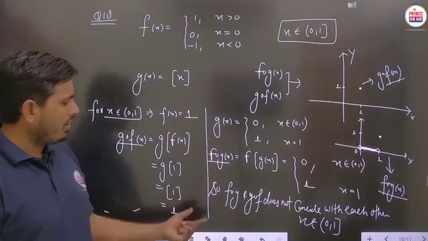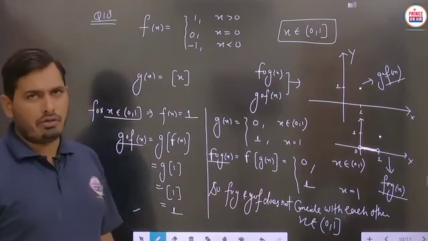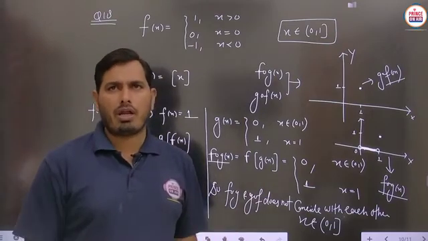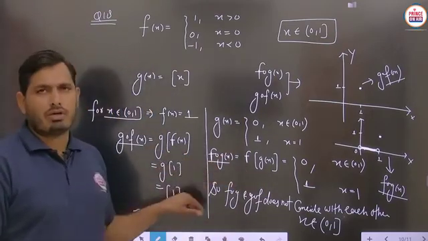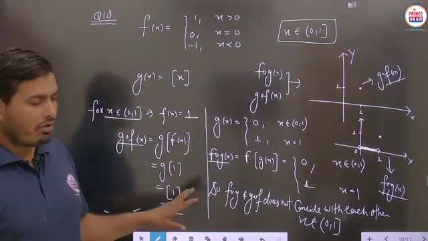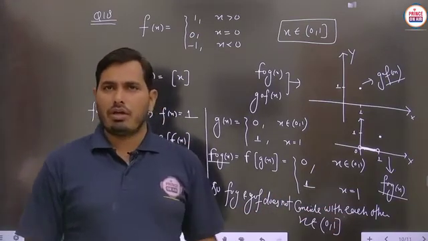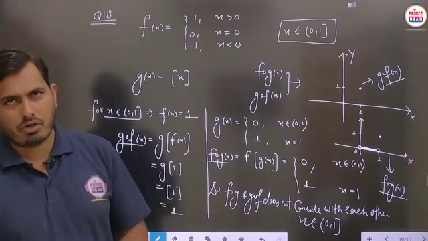So, you can say that both the functions FOG and GOF don't have the same graph or the same definition. You can check here that they will not coincide with each other in this interval 0 to 1. Is it clear?